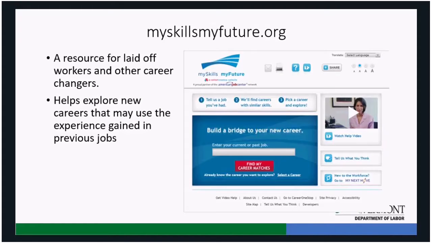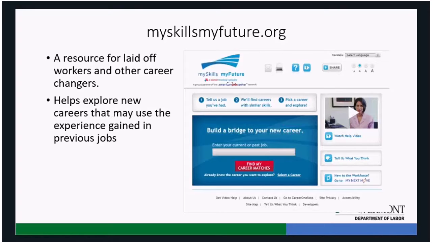And then the next one is My Skills, My Future. My Skills, My Future isn't so much for recent graduates as it is for mid-career people, career changers, people who have been laid off. And what this does is take your current job and your former jobs perhaps, and helps you explore new careers that use that same experience. So if you type in that you worked in retail sales, it will take all of the skills and knowledge and abilities that you acquired working in retail sales and say, here's another career, here's another occupation that uses a similar skill set.